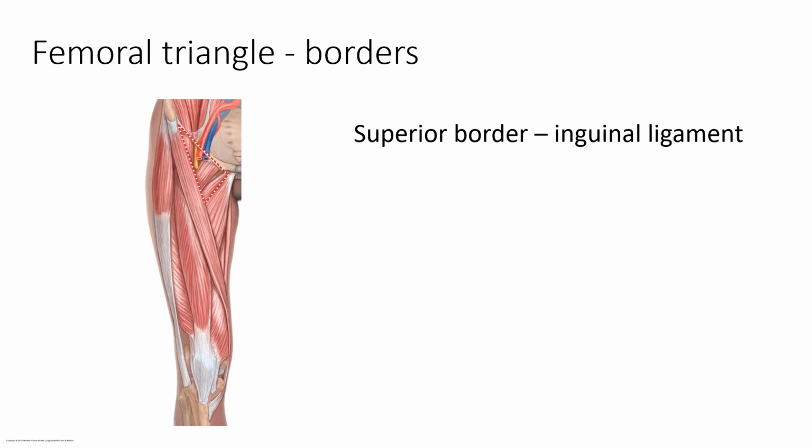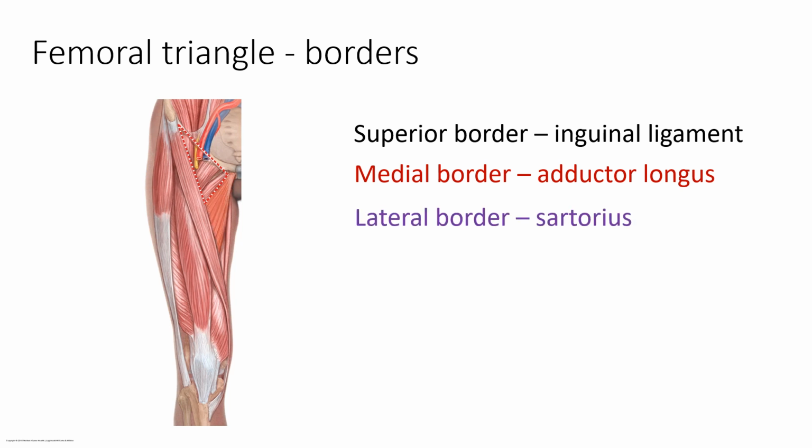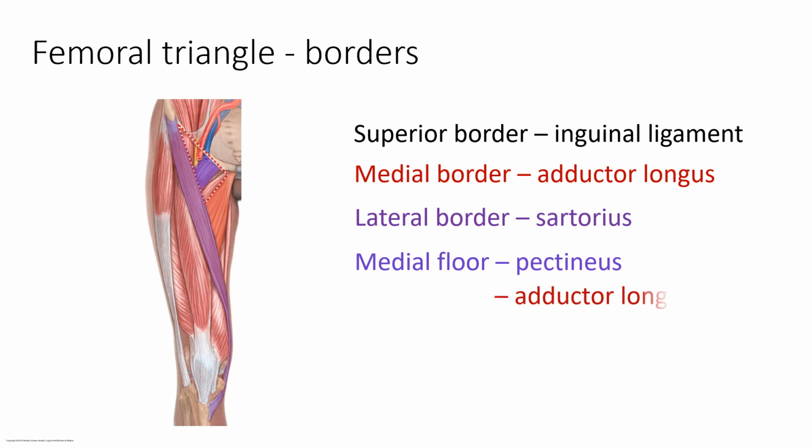Its superior border is the inguinal ligament running across here. Its medial border is the adductor longus, and that muscle is highlighted. The lateral border is the sartorius muscle, and the medial floor is made up of the pectineus muscle. Now, some textbooks might say that the adductor longus also plays a role in making up the medial floor, so be aware of that. The lateral floor is made up of the iliopsoas muscle, which we can see highlighted here.